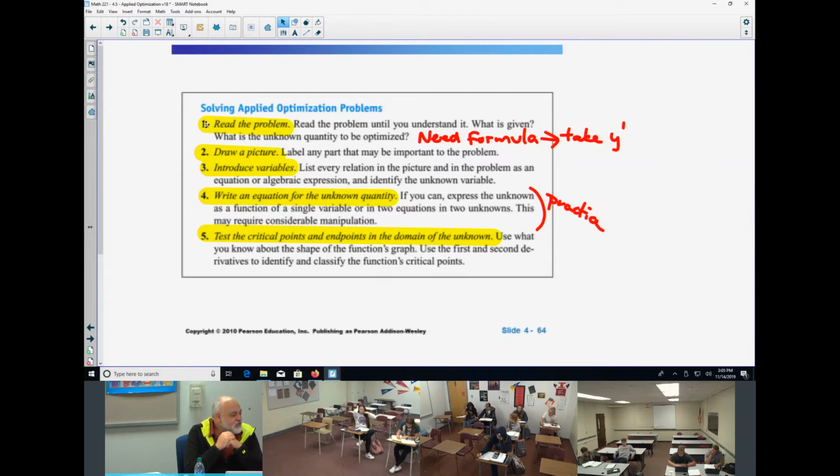Okay, so let's see what else. Test the critical points and the endpoints in the domain of the unknown. Basically, you're just checking to see if it makes sense. So, like in the last one, cutting off a 6 by 6 square didn't make sense. You're not going to get a maximum volume that way. Okay, so that's just sort of the general thing. But as far as the math goes, we've actually done the calculus already for this section. It's just pretty much take the derivative, set it equal to 0. I mean, that's the big idea.